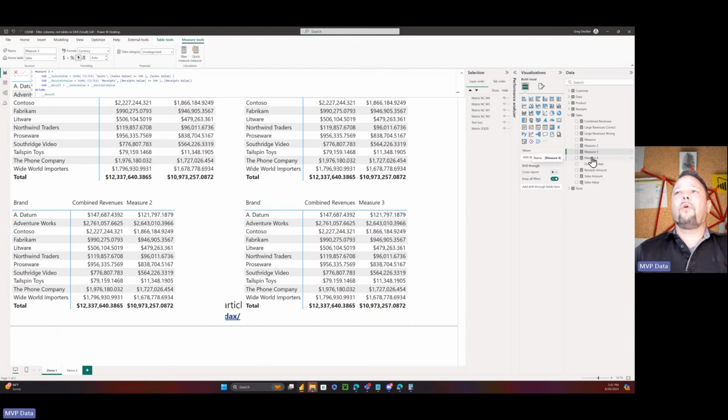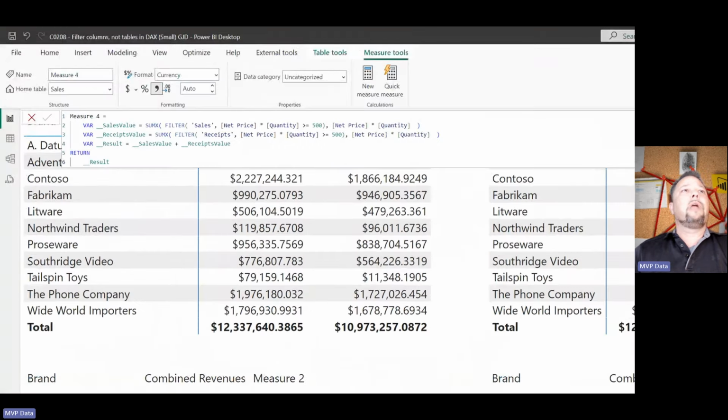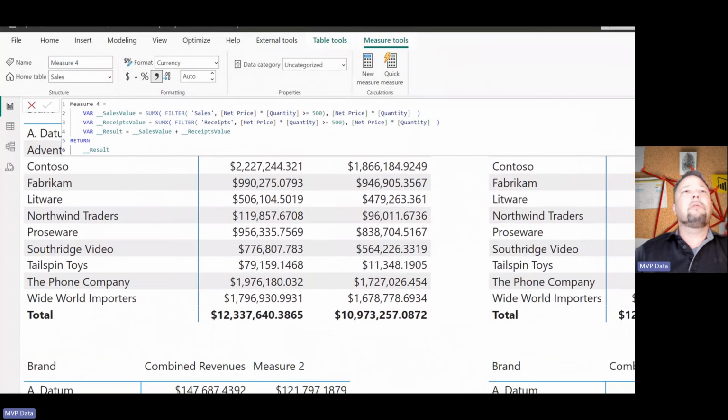And then Measure 4 is the one that I would write if it was me. I would do a SUMX of FILTER on Sales, net price times quantity greater than or equal to 500, and then SUMX the net price times the quantity. Same thing with Receipts, and then add the two together.